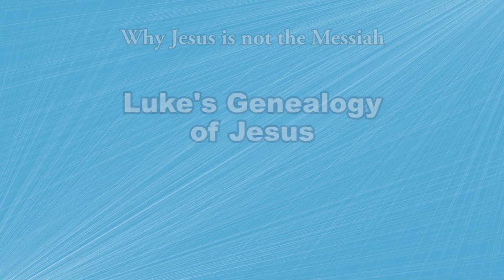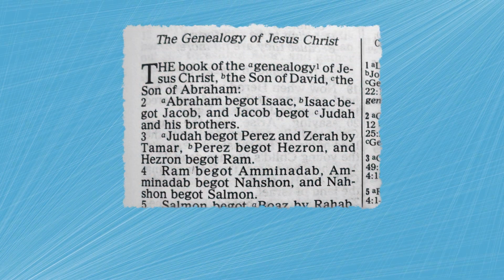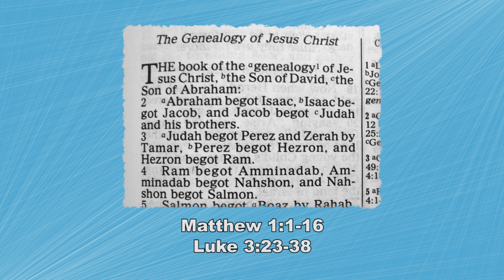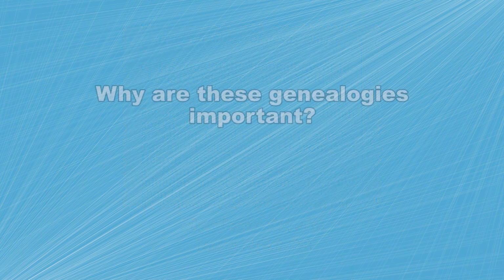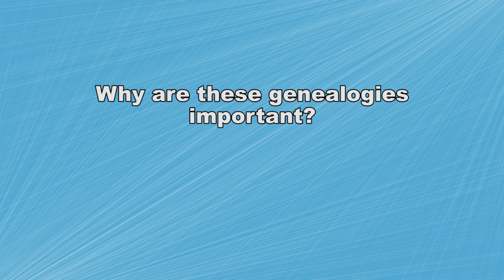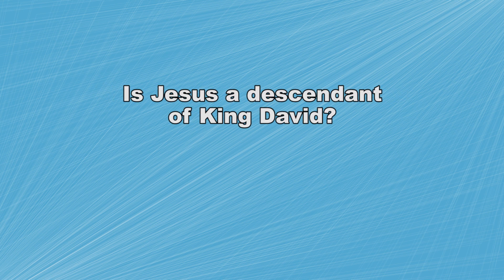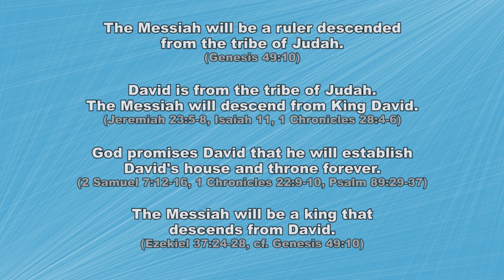In the Christian Bible, there are two genealogies of Jesus, one in Matthew and one in Luke. Why are these genealogies important? What the Gospel authors want to show is that Jesus is a descendant of King David, who is from the tribe of Judah. This is one of the requirements for being the Messiah. Matthew and Luke want you to know that Jesus meets this requirement.